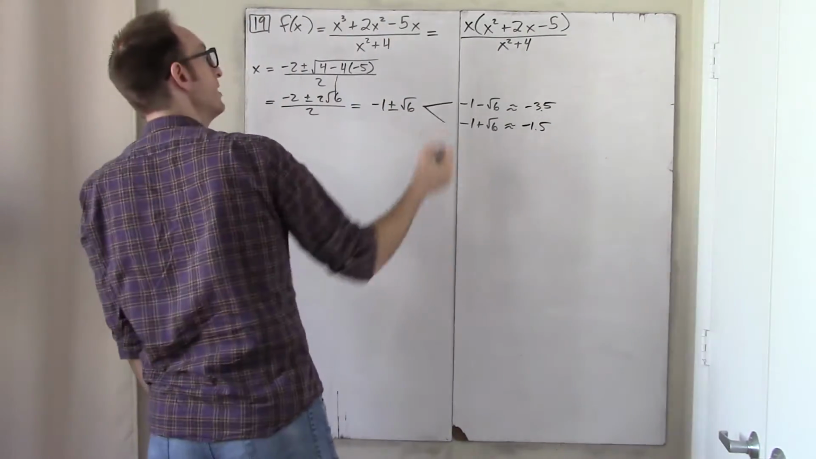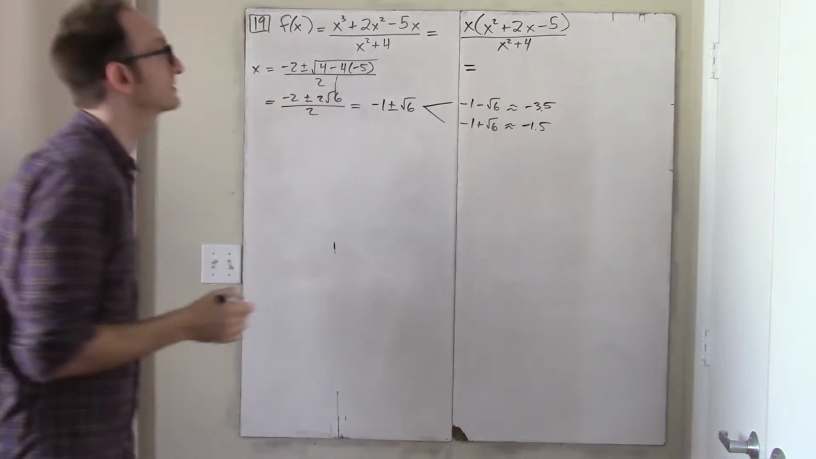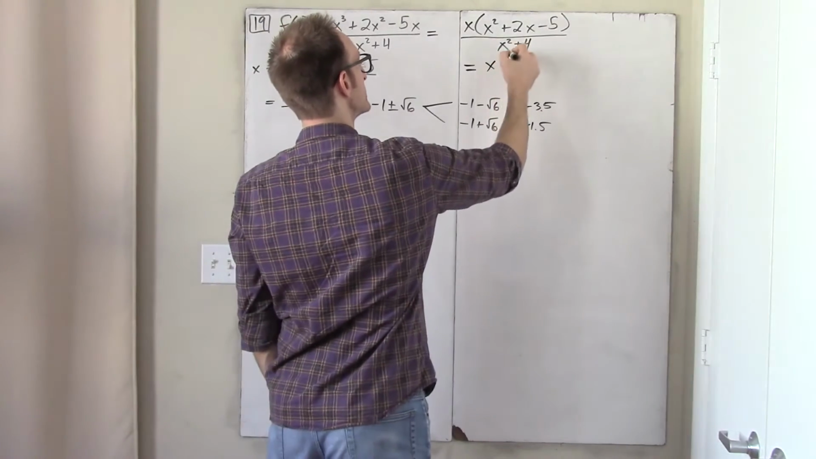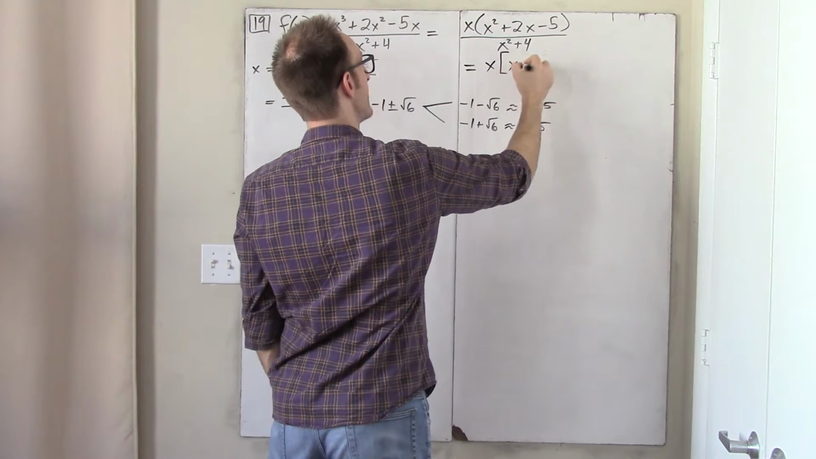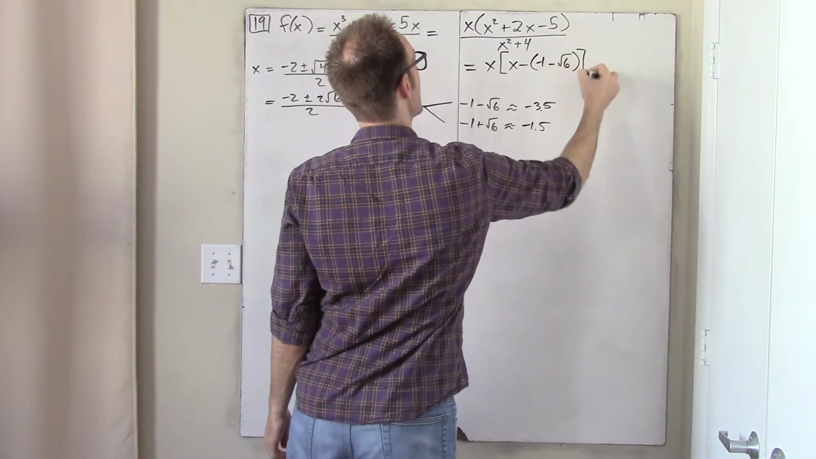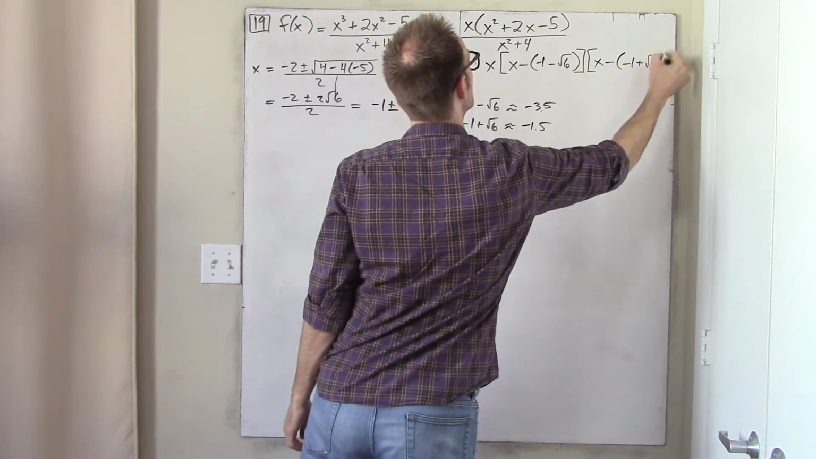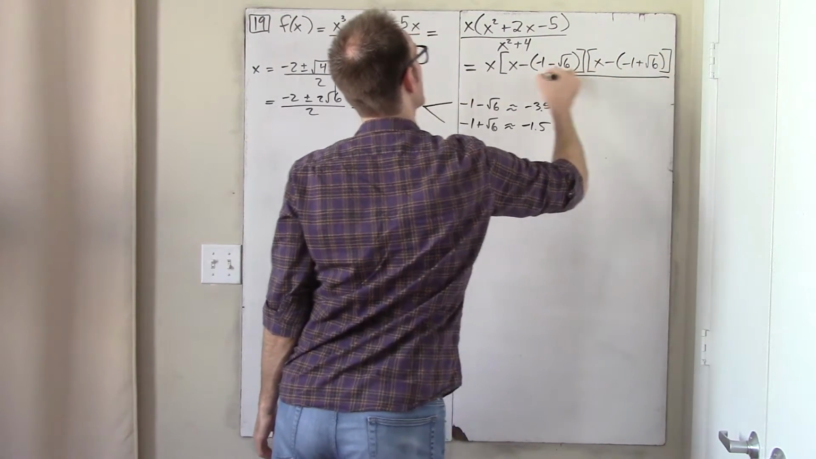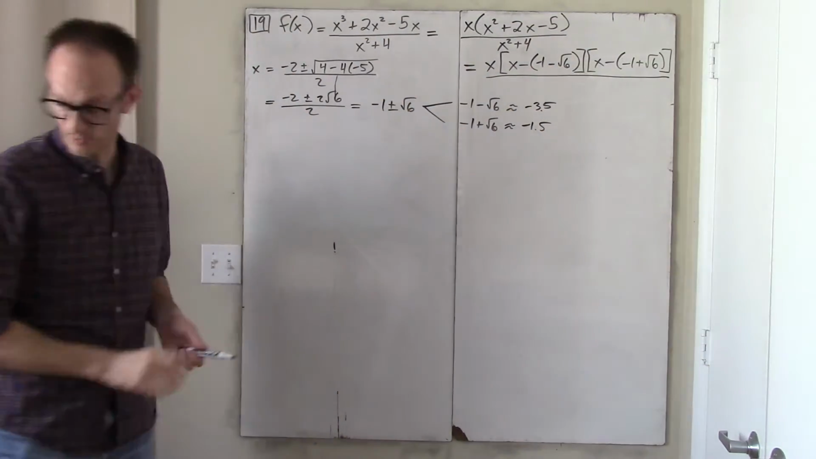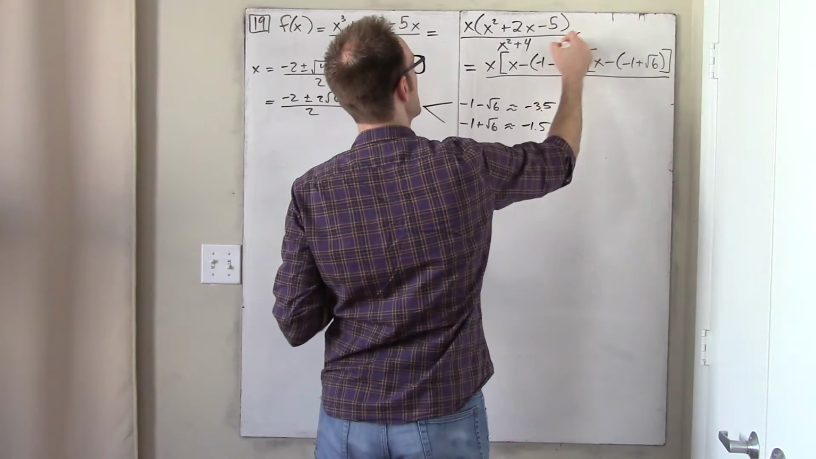Okay, and that enables me to write this polynomial in factored form, which is x times x minus negative 1 minus root 6 and x minus negative 1 plus root 6. And on the bottom, we should discuss that x squared plus 4 is always positive. So that is very interesting.